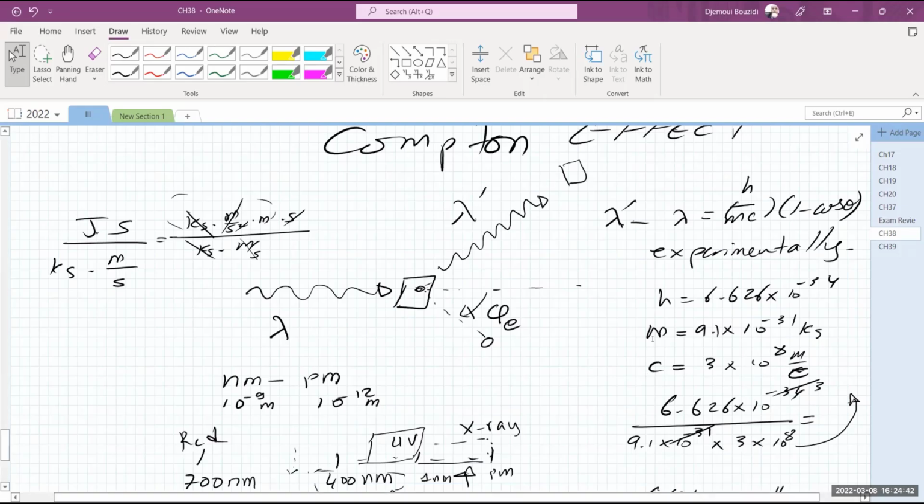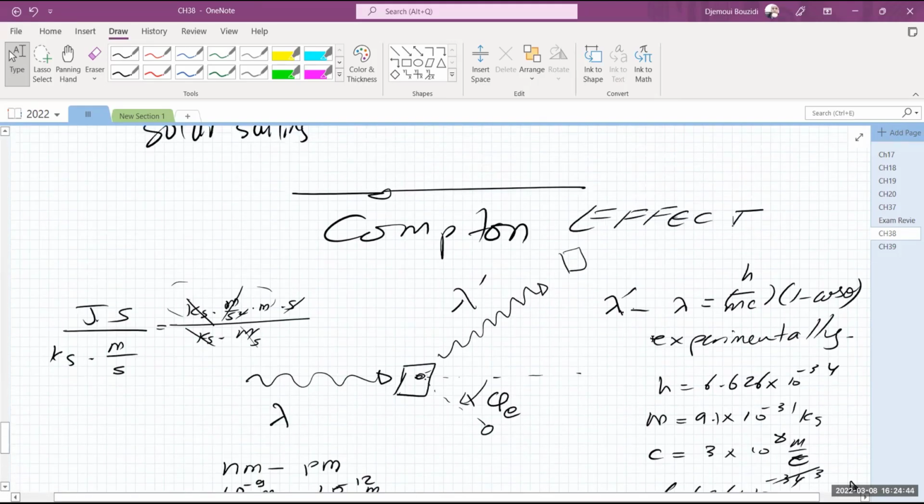Yes. Okay, so this is an experiment. But Mr. Compton, of course, knew about the theory that was developed up to this point.